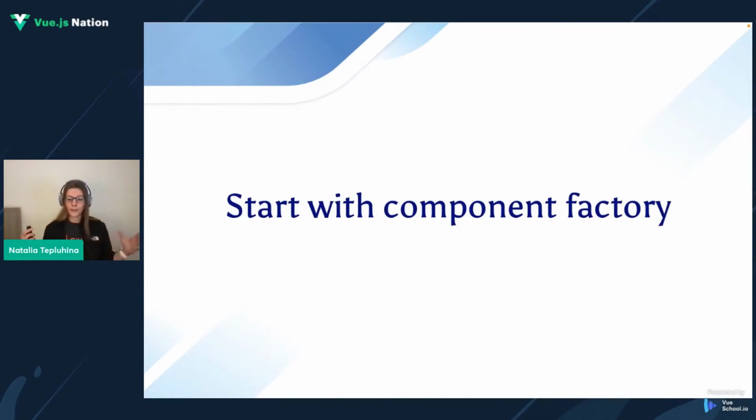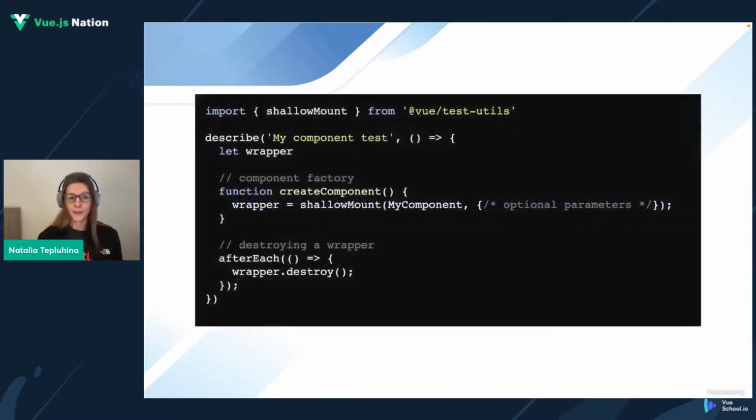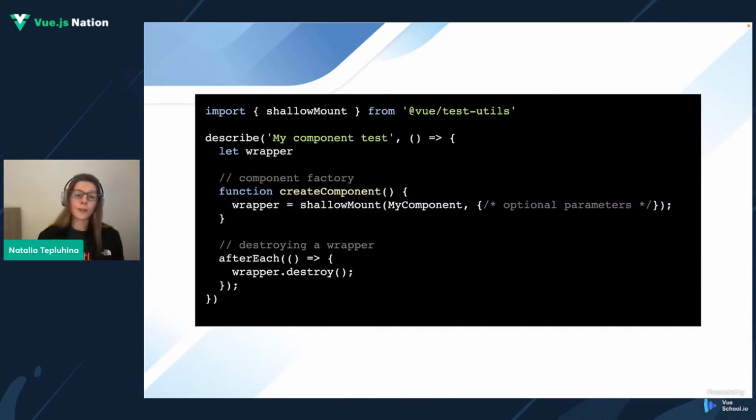So, okay, you have this structure in mind, you can write to-dos, and then you're gonna start with component factory. What is component factory in this particular case? It's a function that allows you to mount or shallow mount your component. And it's a function where you can pass parameters and use it. Again, this is a common structure of the test for GitLab.